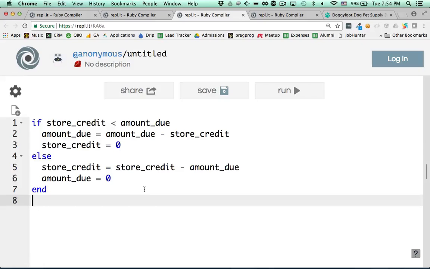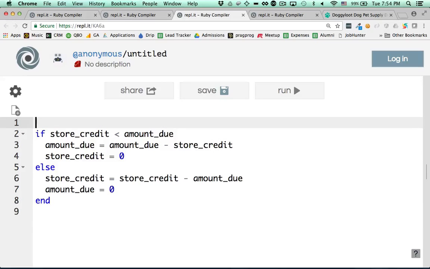So in the first part of our condition, if someone has less store credit than the amount they owe. So let's just use real life examples to make it a little easier to understand. So let's imagine that you're buying, I know what example I'm going to use.